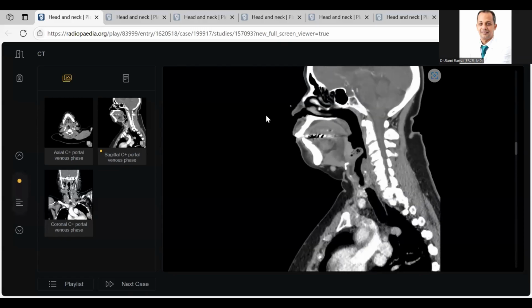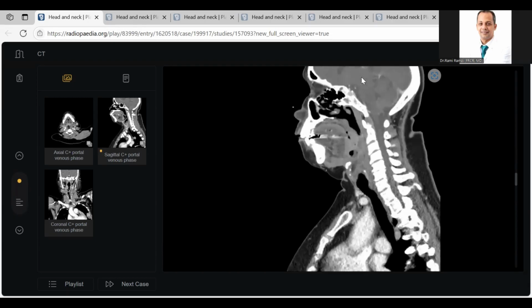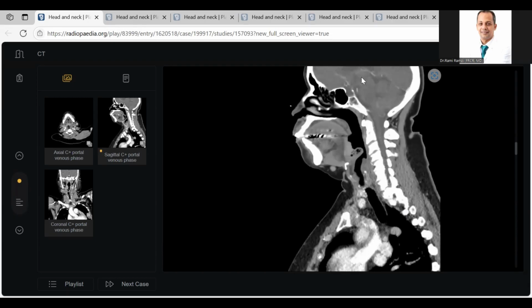Okay, the perivertebral space is clear. The visualized brain and the visualized spinal cord are good. Okay, so this is only limited to the epiglottis.